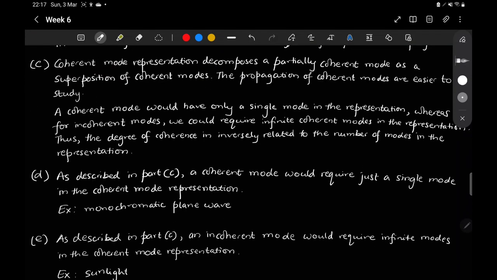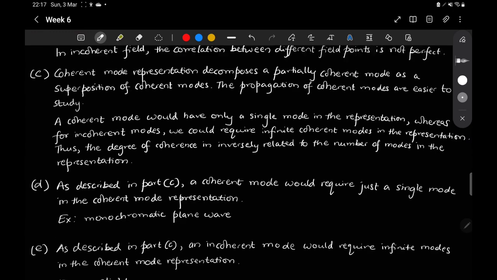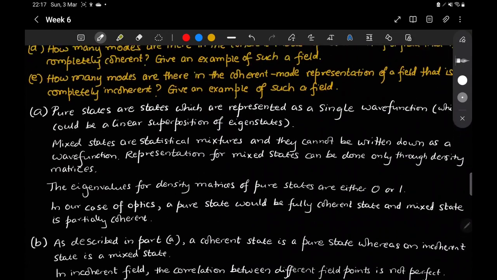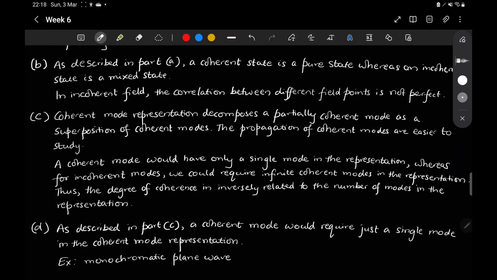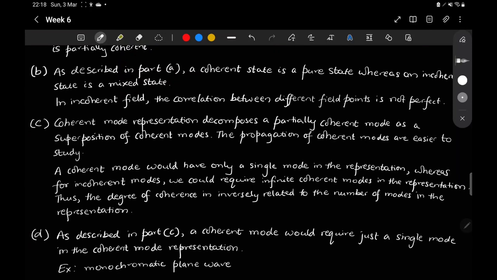And as described in this part C over here, an incoherent mode would require infinite modes in the coherent mode representation. An example for such would be sunlight. So this was about pure and mixed states and coherent and incoherent mode and coherent mode representation, and how to represent coherent mode and incoherent modes.